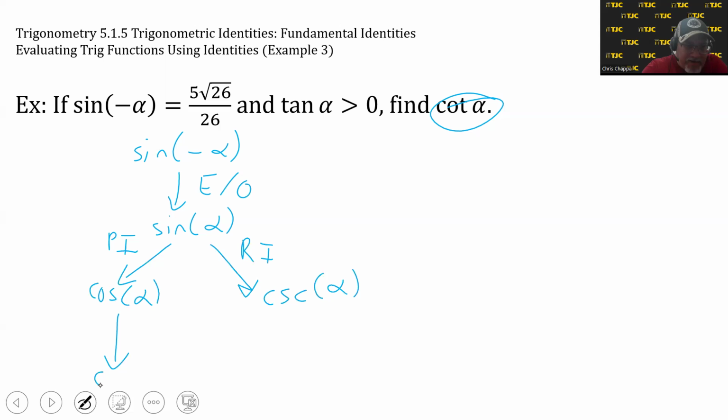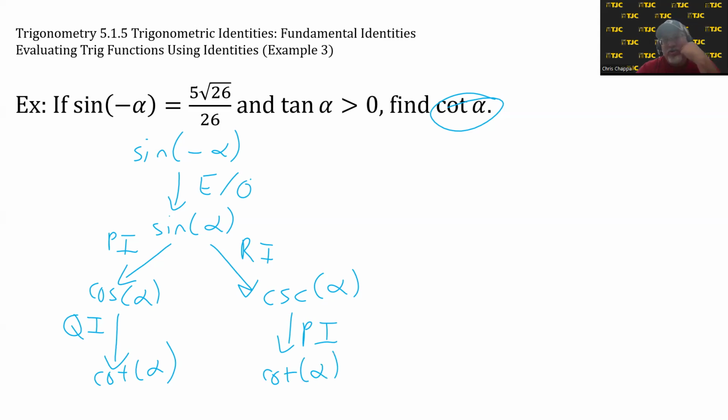For example, we can get to cotangent in the first path, not directly from cosine, but using both sine and cosine in a quotient identity. Or if we were down the other path and we were at cosecant, there's a Pythagorean identity that connects cosecant and cotangent.